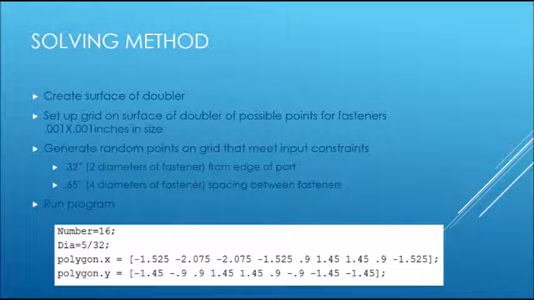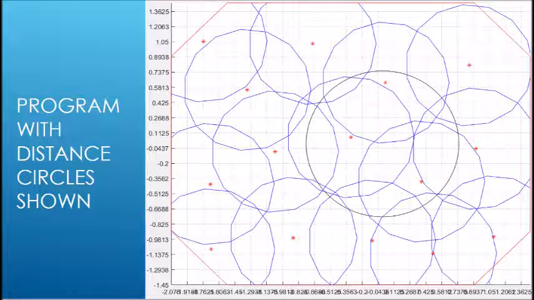So next, I ran my program, and you can see the surface of that same doubler, with the orange line and the black line for the circle in the middle. And then you have all these points that popped in there with blue circles around them. So each of those circles is a distance circle, which is at 4 diameters that has to be in between each point. So as you can see, no point falls within the distance circle of any other point.